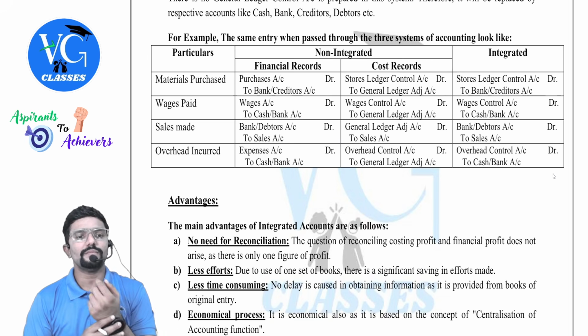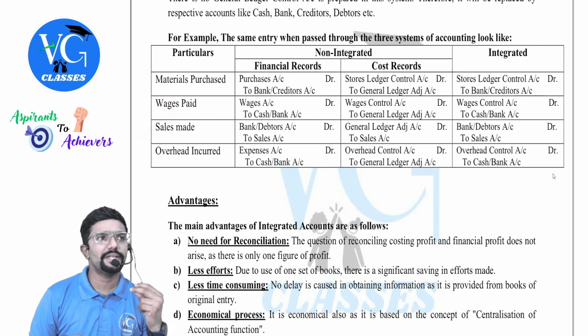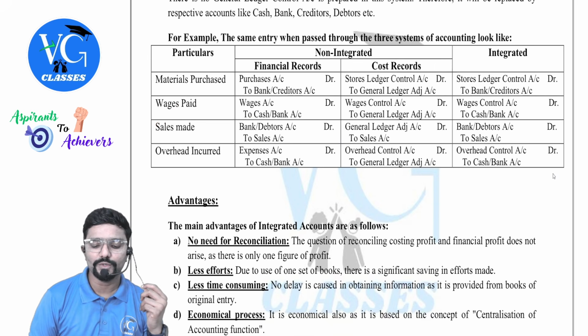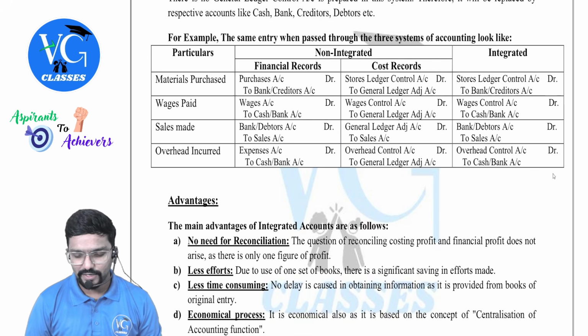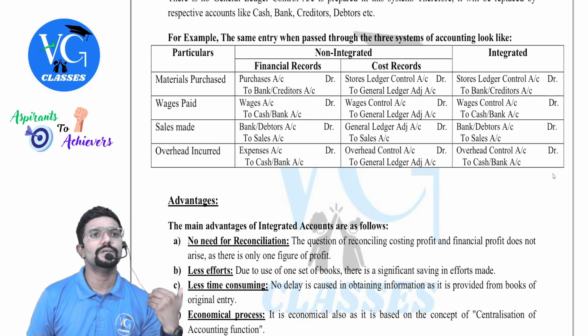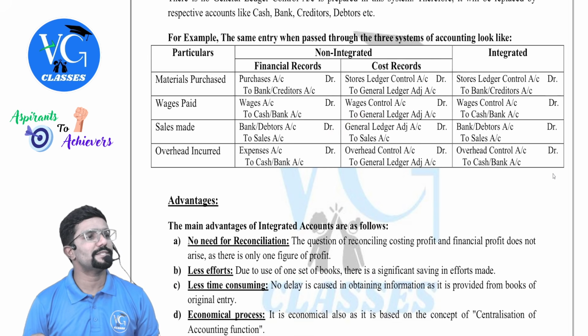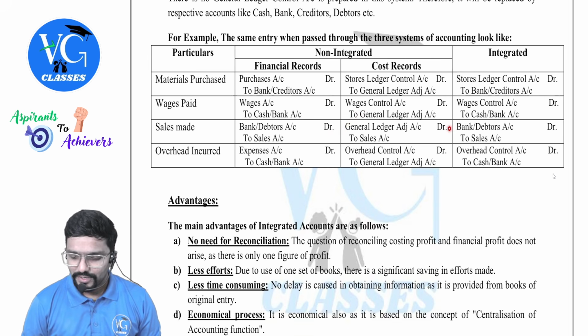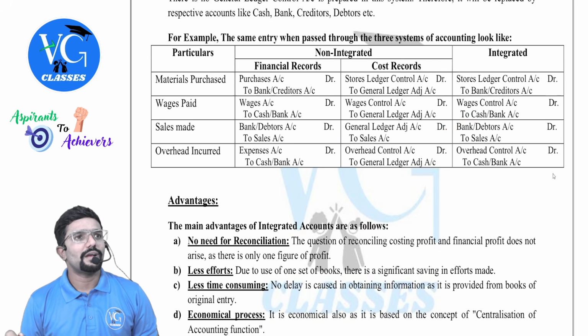Next, sales made. What is the entry in your accounts? Bank or debtors to sales. Coming to cost records, general ledger adjustment to sales. Under integrated.